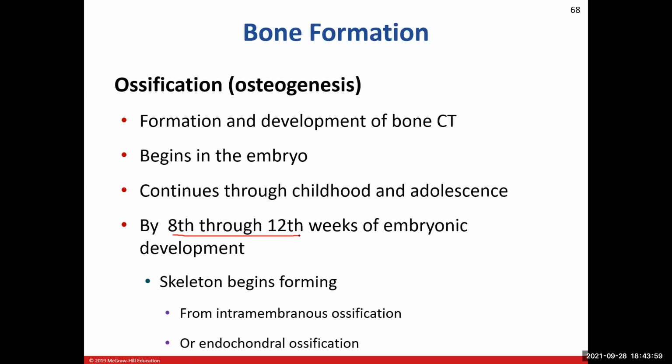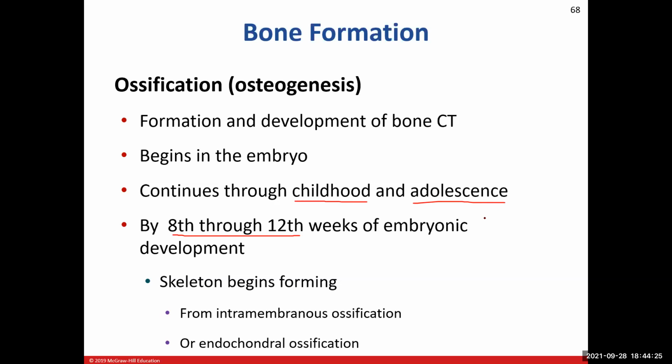That's when our bones that were cartilage will start to ossify. We'll start to convert over into bone tissue. And now that's what we're going to talk about. And this goes on through your childhood development and adolescence. If you're not exactly sure what adolescence is, that's going to include teenage years and early 20s.